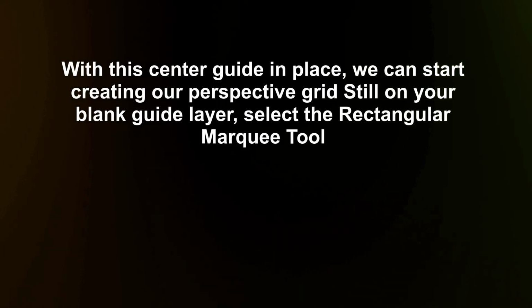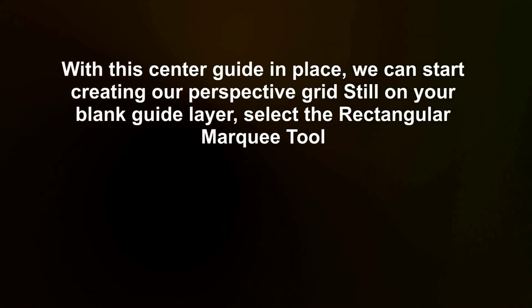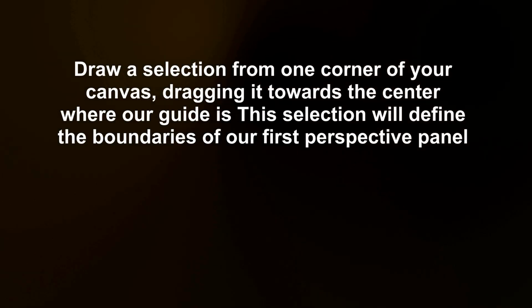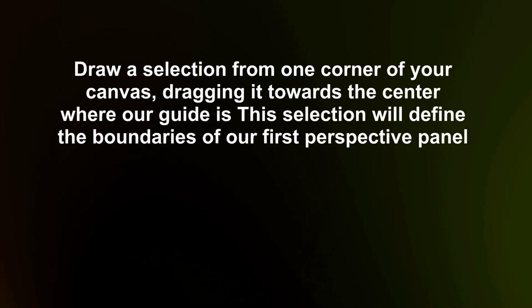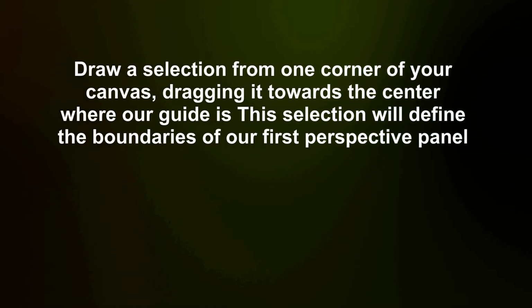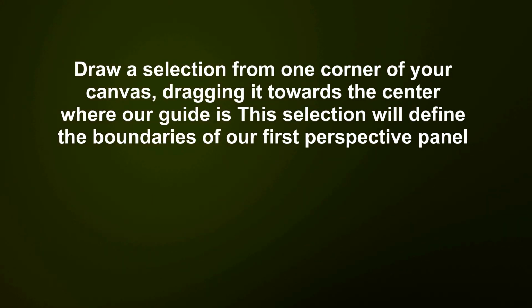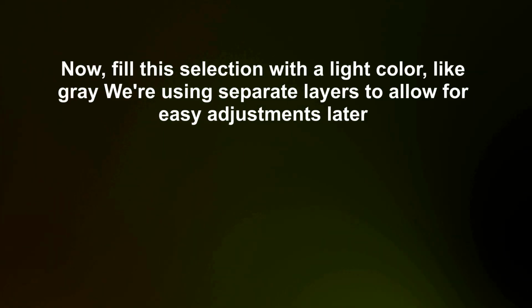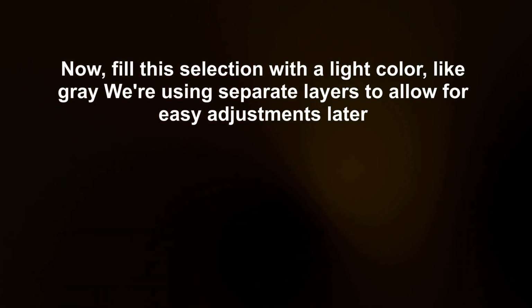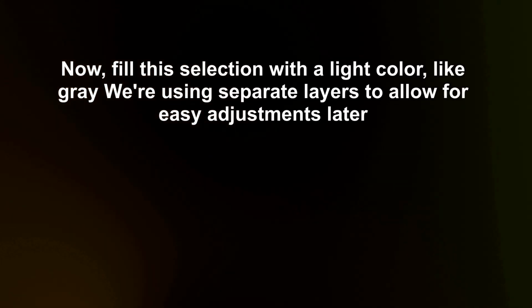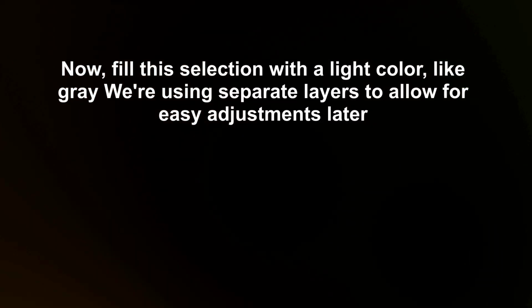Still on your blank guide layer, select the rectangular marquee tool. Draw a selection from one corner of your canvas, dragging it towards the center where our guide is. This selection will define the boundaries of our first perspective panel. Now, fill this selection with a light color, light gray. We're using separate layers to allow for easy adjustments later.